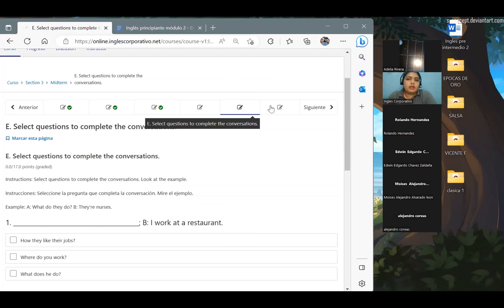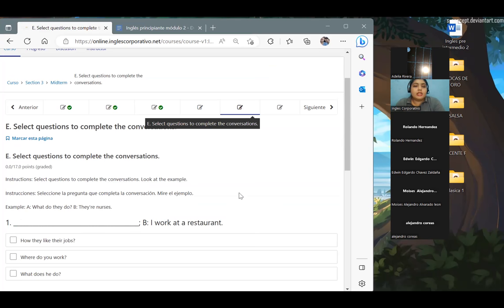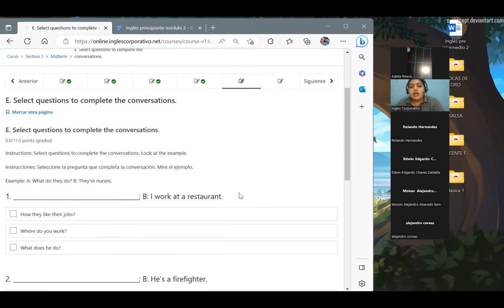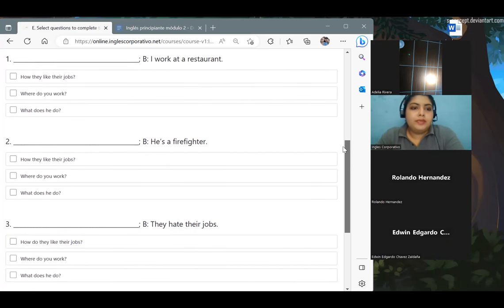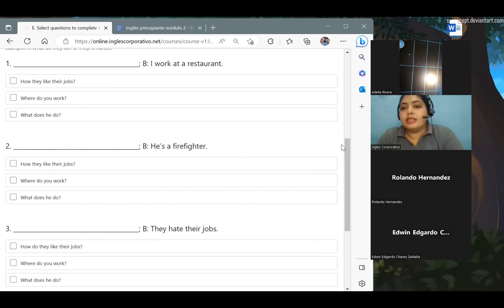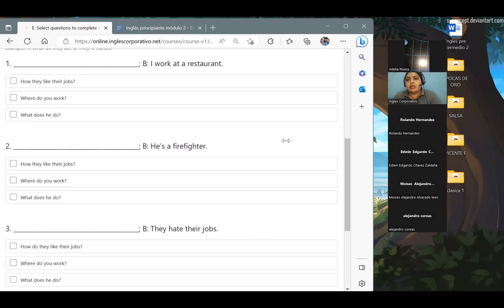five. And we have one more part, una parte más. Select the questions to complete the conversation. Vamos a seleccionar, ¿verdad?, la respuesta que mejor le quede a nuestra respuesta. Vamos a tener acá tres. Yes, just three. Así que vamos a analizar cuál es la mejor opción y en un par de minutos ponemos nuestras respuestas.